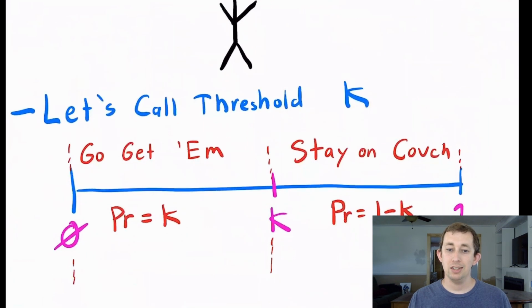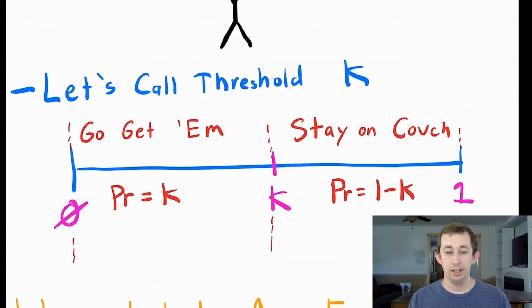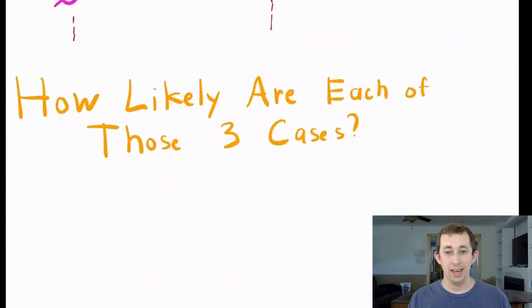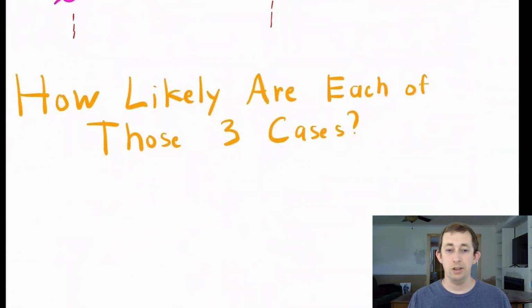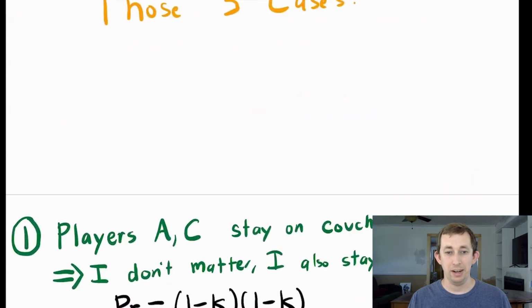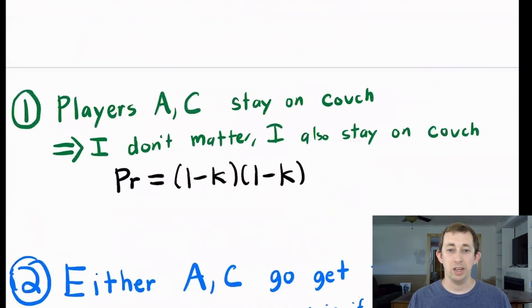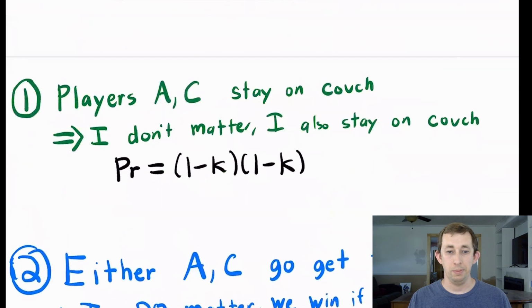So here is the number line version of that, where I'm going to get off the couch if my cost is between 0 and K, and I'm going to stay on the couch if my cost is between K and 1. Now, because this is a uniform distribution, the probability of each of those is K and 1 minus K. So we can use that to determine how likely each of these 3 cases that we talked about a little bit ago are, and we can use those to calculate expected payoffs.